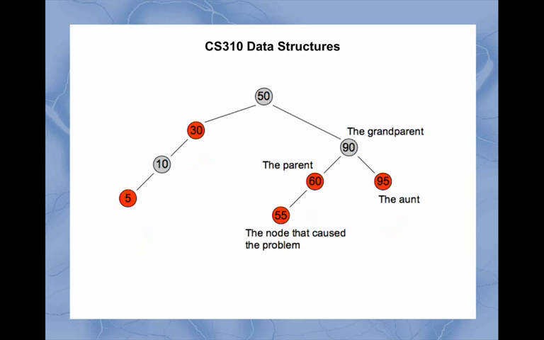Here we have labeled the nodes that are involved. The 55 is the node that caused the problem. 60 is the parent. 90 is the grandparent. And 95 is the red aunt. Since the aunt is red, we do a color flip. We toggle the colors of the 90, 60, and the 95. So these are the three nodes that we toggle the colors. The child does not change color. It remains red.